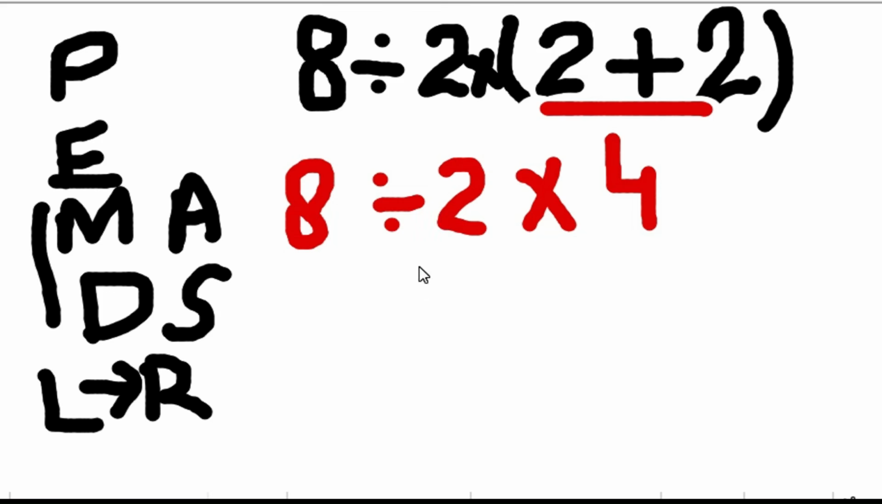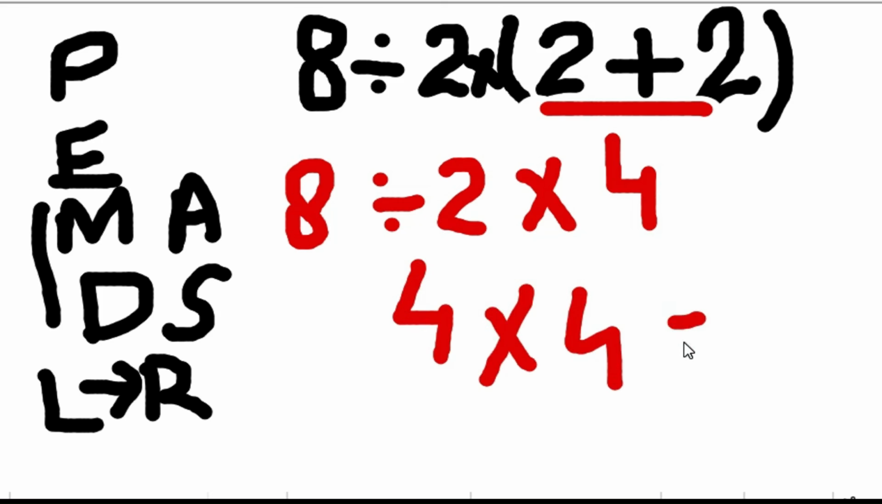8/2 gives us 4, so 4 by 4 which equals 16. And this is our final answer to this problem. The correct answer is 16.